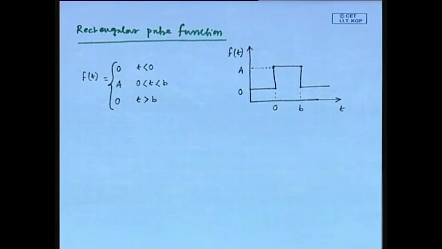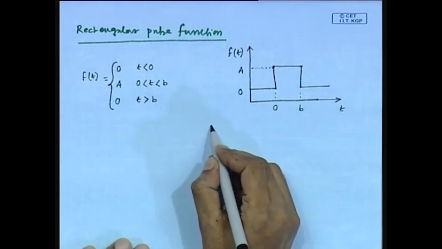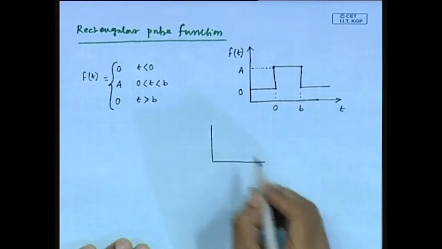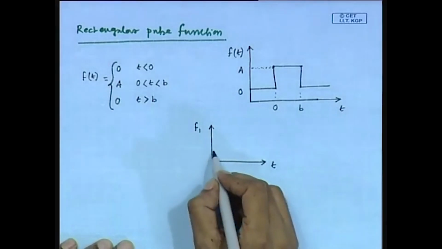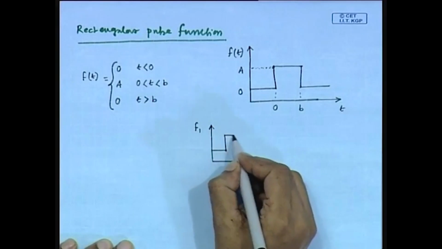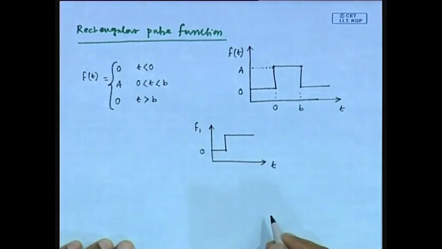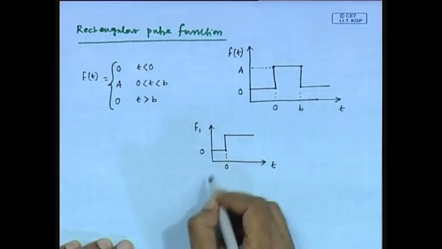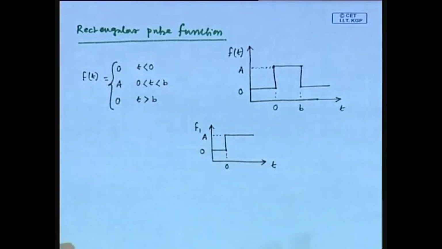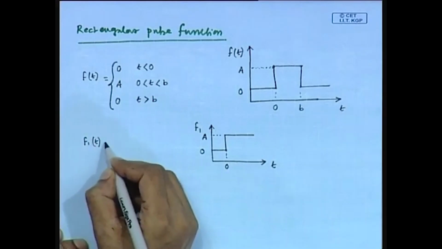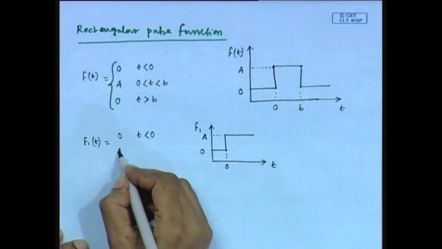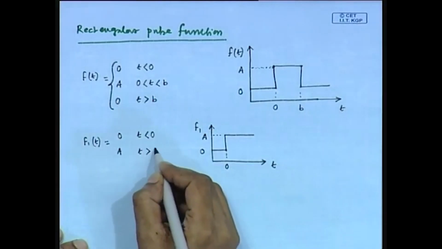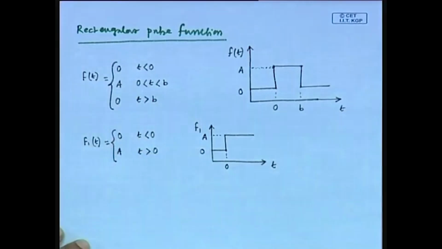This pulse function is basically the combination of two input functions. So, what are these two input functions? If we consider one function is F1 and another one is F2, then the graphical representation of F1 is like this. Initially it is at 0 level, this is 0 and this quantity is A. So, F1 t equal to 0 when t is less than 0 and this is equal to A when t is greater than 0, fine.